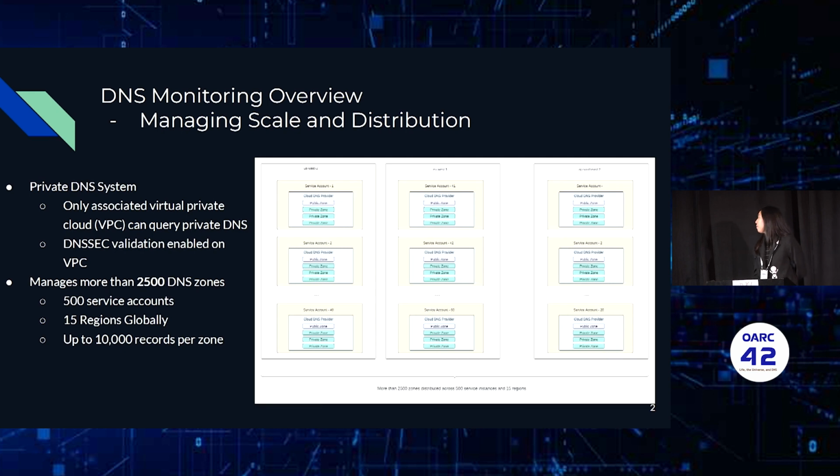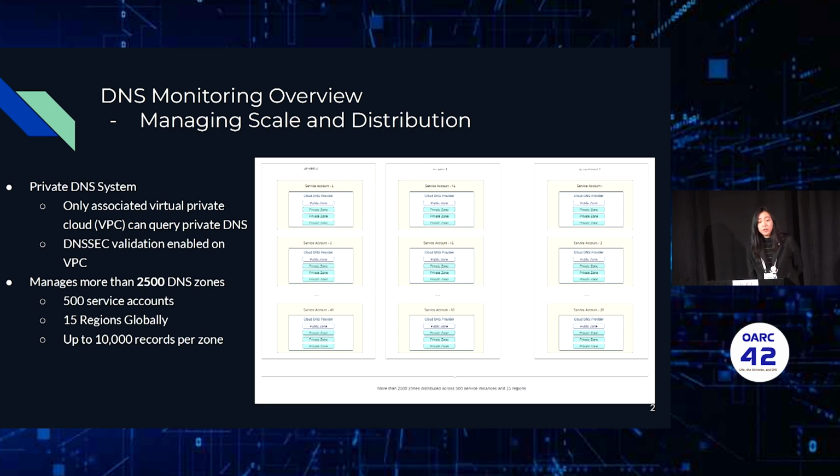Most cloud providers additionally support private DNS systems that are proprietary in nature, and actually, they tie to the cloud providers' underlying DNS system. So for a private DNS system, only associated VPCs can query private DNS. And in addition, DNSSEC validation has been enabled on the VPC.